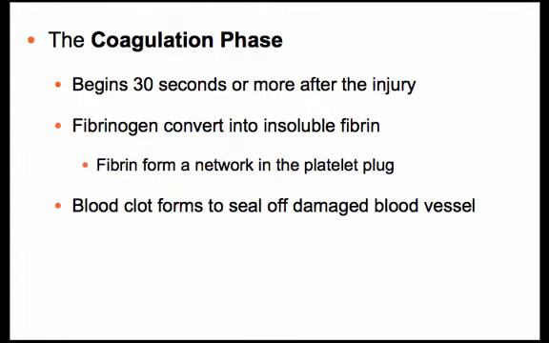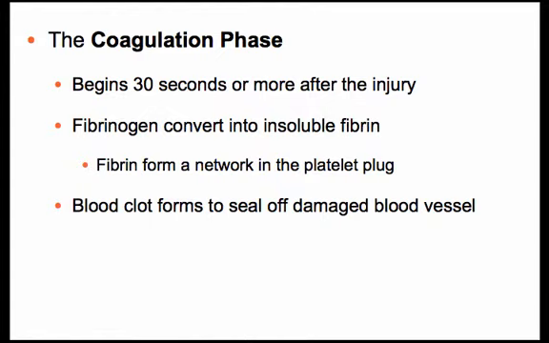The third and final stage is called the coagulation phase that begins 30 seconds or more after the injury. During this phase, the circulating plasma proteins called fibrinogen convert to an insoluble fibrin. The fibrin gets trapped in the platelet plug and forms a fibrin network. The fibrin network grows as more and more fibrin becomes trapped and tangled in the platelet plug until a blood clot is formed that seals off the damaged portion of the vessel. Calcium ions and vitamin K are both essential to the clotting process.